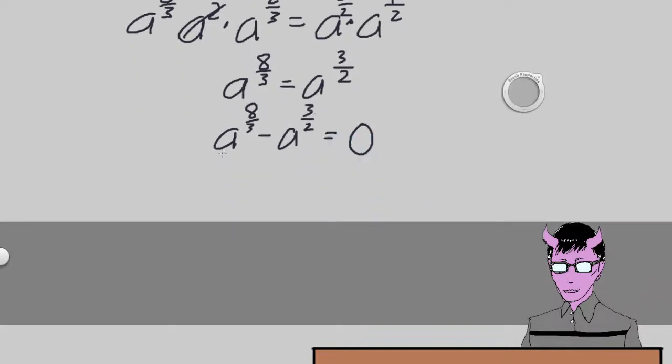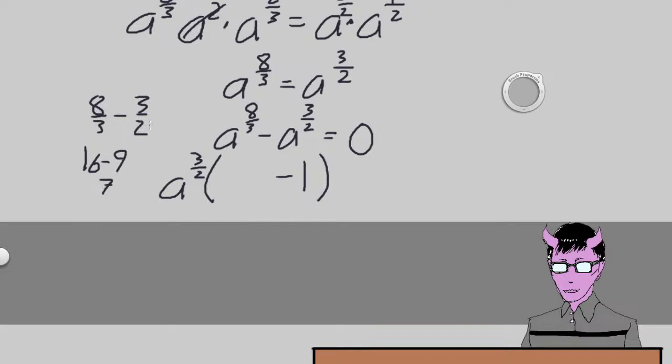And now we can factor out the lower of the two. So this is like 2 and this is 2 2/3. This is 1 1/2. So we can factor out a to the power of 3/2 from those two. This one divided by itself is just going to be 1. And then this one divided by that one, you just have to do the subtractive property of exponents. So we have 8/3 minus 3/2. Cross multiplication, we have 16 minus 9 is equal to 7 over a common denominator of 6. So a to the power of 7/6.